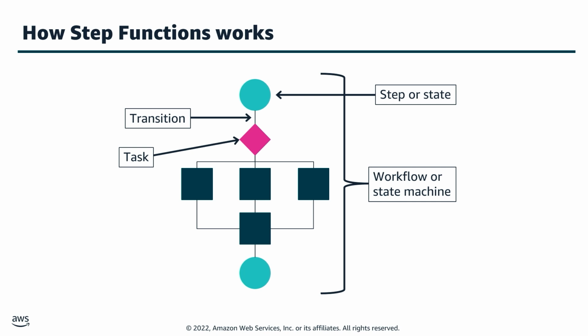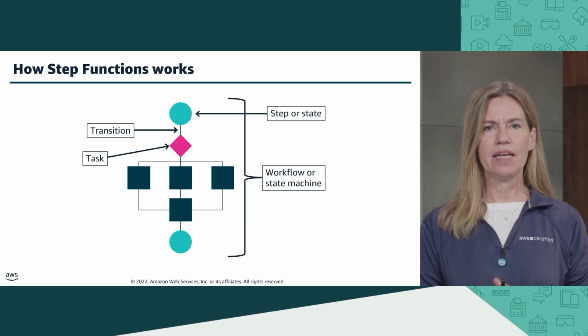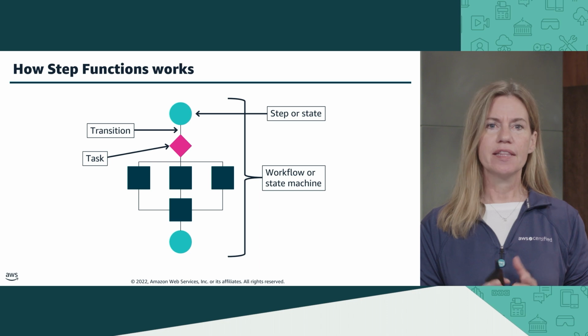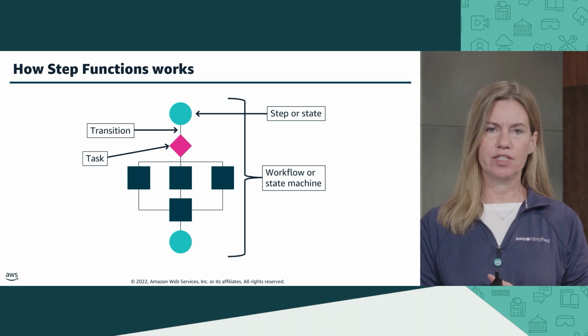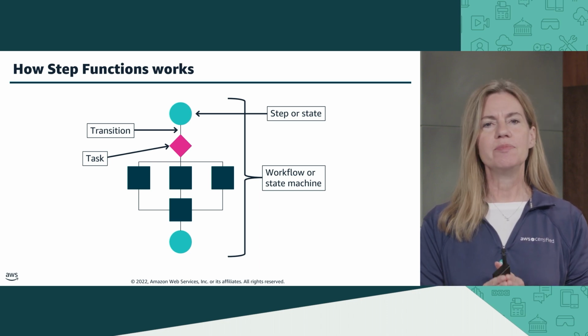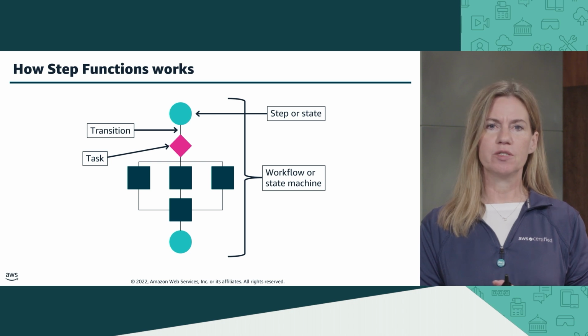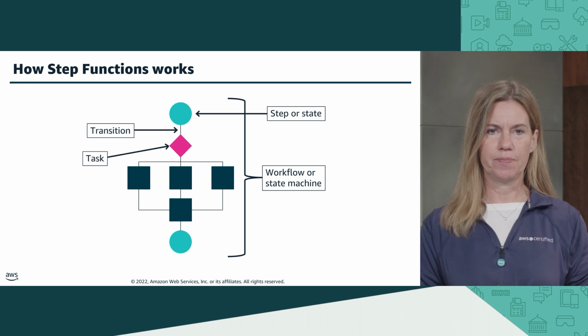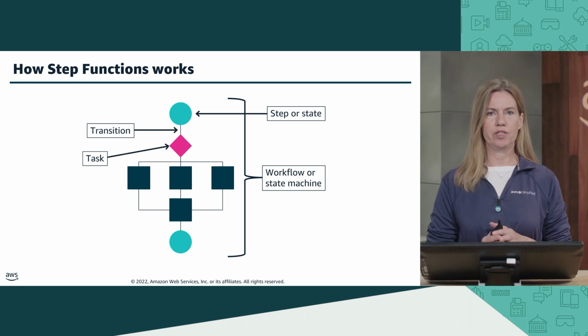A workflow is also called a state machine, and states are elements in a state machine. A state machine is an object that has a set number of operating conditions that depend on the object's previous condition to determine output. This means that individual states can make decisions based on their input, perform actions, and pass output to other states. Tasks do all the work in your state machine.